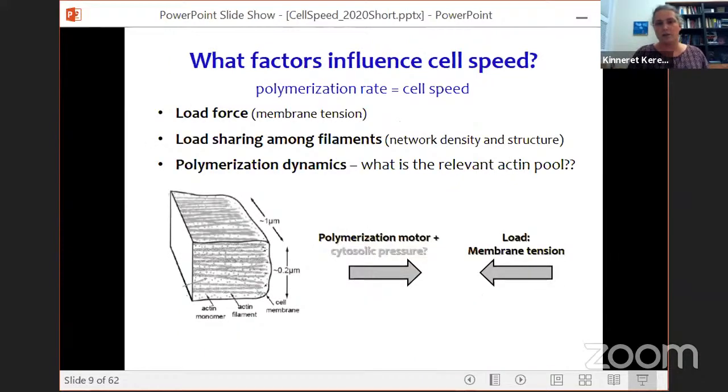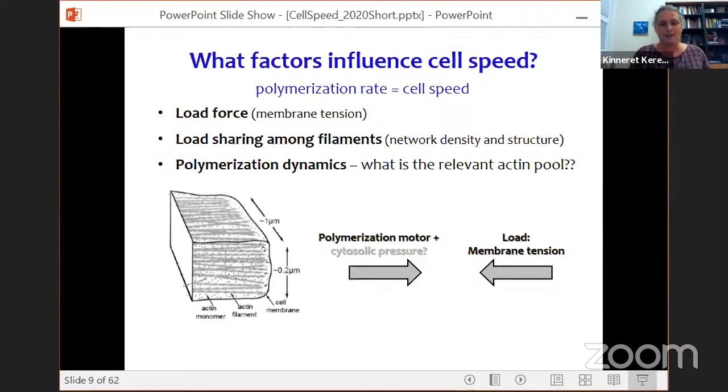So going back to our question of what determines cell speed, as I told you, in keratocytes polymerization rate is equal to the cell speed. So what will determine the speed is the load that is exerted by the membrane, how this load is shared among the filaments, and the dynamics of the polymerization and the relevant actin pool that allows for the polymerization.